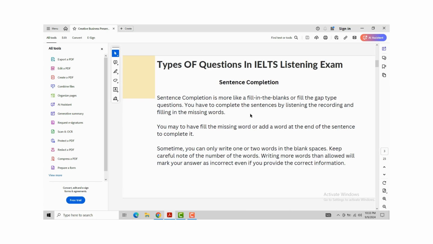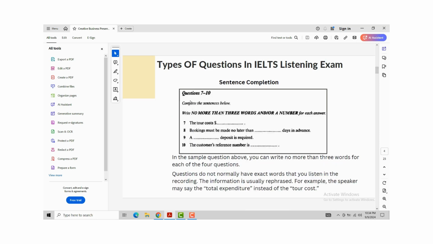Writing more words than allowed will mark your answer as incorrect even if you provide the correct information. You have to note down the number of words you can write in the missing space. If you write more than those words, even if the information you provide is correct, even if the answer is correct, your answers will be marked as incorrect. Now let us see an example of a sentence completion question.